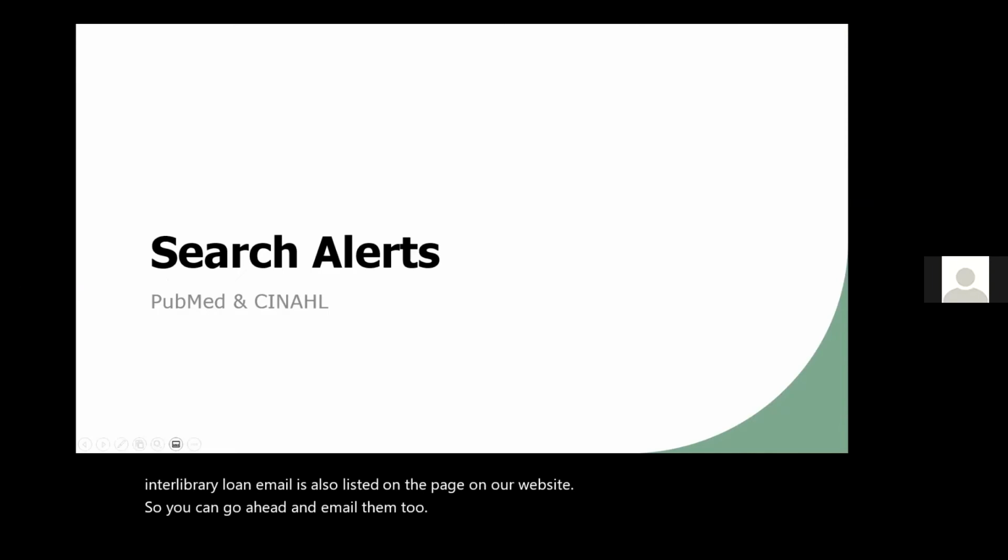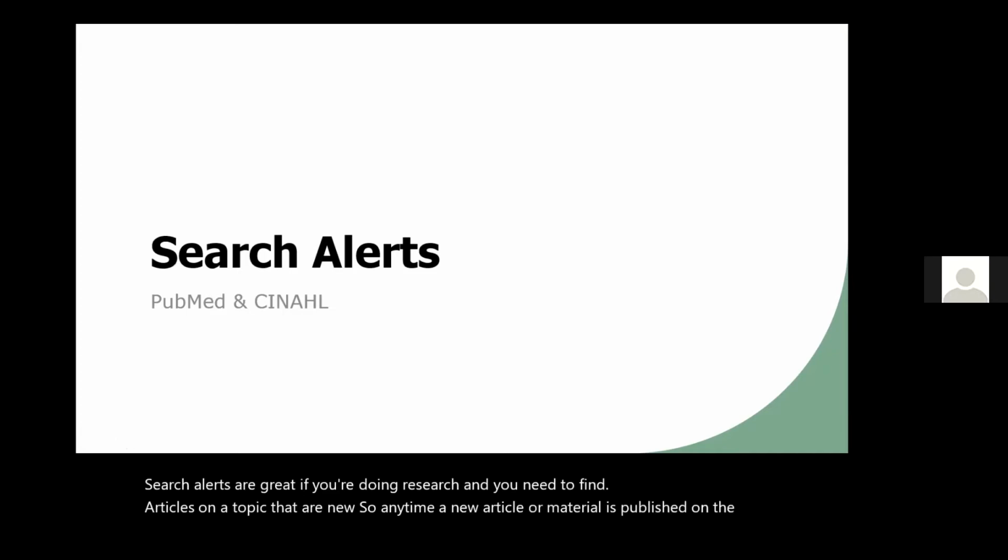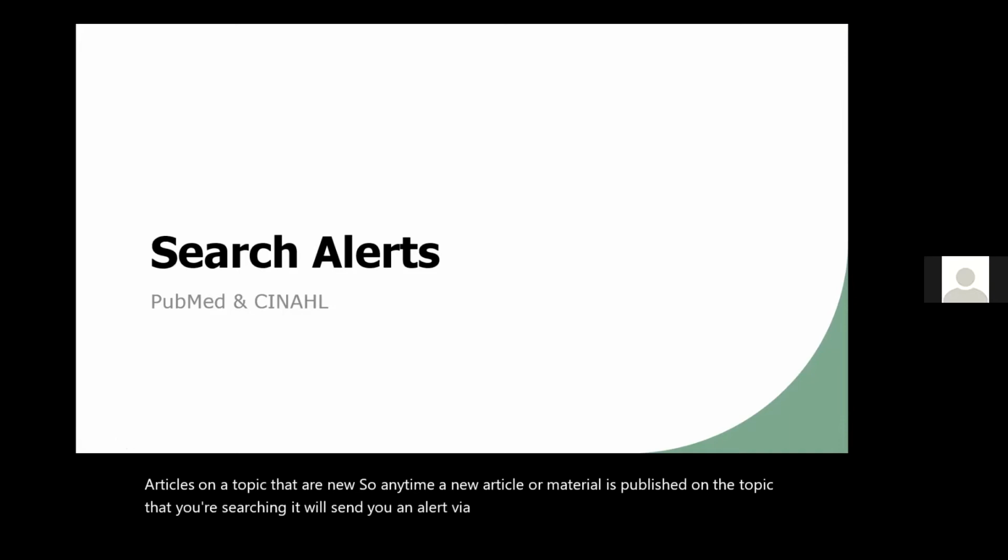The next really great feature that you have access to are search alerts. And both PubMed and CINAHL are going to be the ones I'll show you today. Search alerts are great if you're doing research and you need to find articles on a topic that are new. So anytime a new article or material is published on the topic that you're searching, it will send you an alert via your email with all of those new articles. So if you wanted to keep very abreast of a topic, it could send you search alerts.